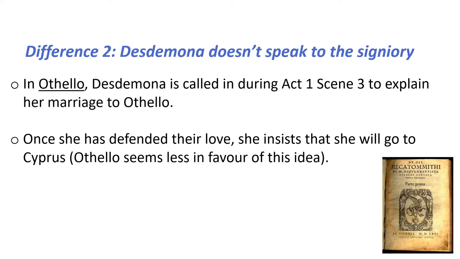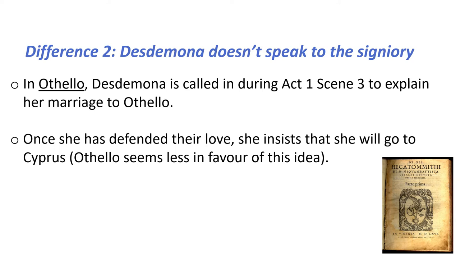Because what happens in Cinthio is that they get married. There's no big confrontation in front of the senators. There's no big assessment of whether the marriage is right or wrong. It's just kind of happened. And then we see Othello and Desdemona talking in the private setting of their home, something that we don't see in Shakespeare's version. In Cinthio, it's Othello the Moor who wants his wife to come with him to Cyprus because he's worried that he'll miss her. Whereas in Shakespeare's version, Othello isn't really on board with this. He's worried that Desdemona will distract him from the very important job of being in charge of the army.